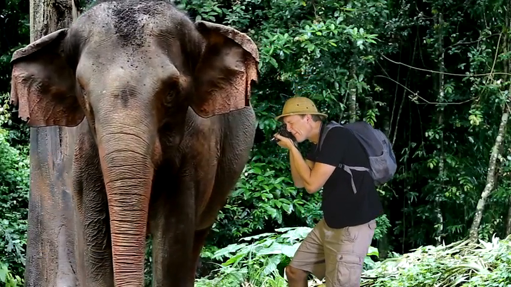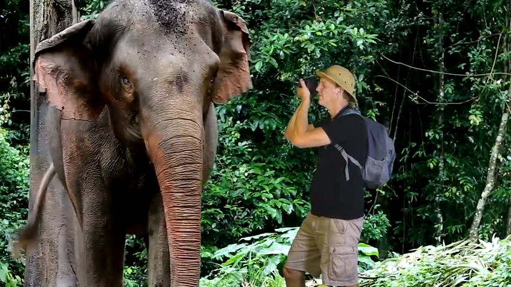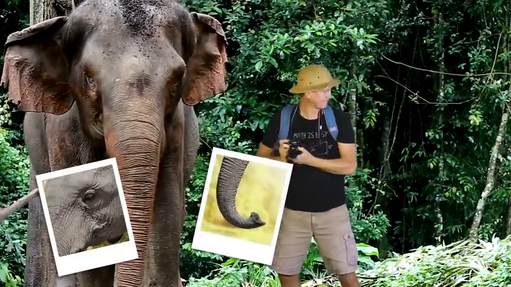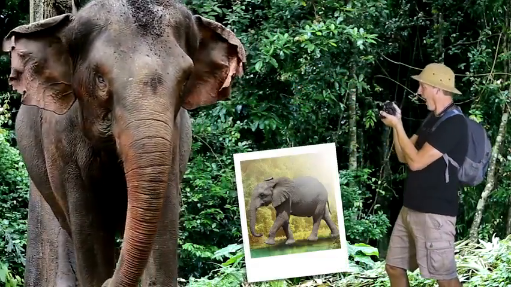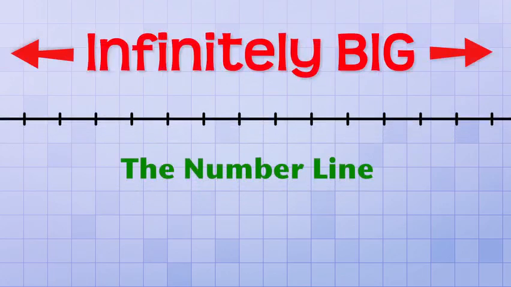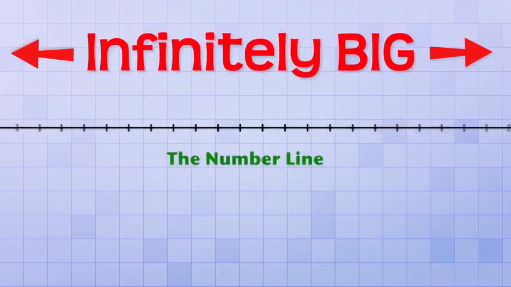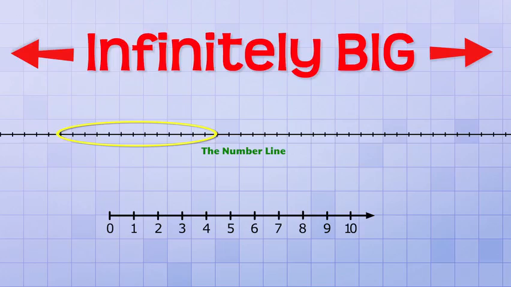It's kind of like trying to take a picture of something really big, like an elephant. If you're too close, you'll only be able to fit a small part of it in each snapshot. Of course, if you back up far enough, you could fit the whole elephant in the shot. But the number line is infinitely big. No matter how far you zoom out, you can never fit it all in a single image or drawing. So you only draw the part of it that you need for whatever problem you're working on.